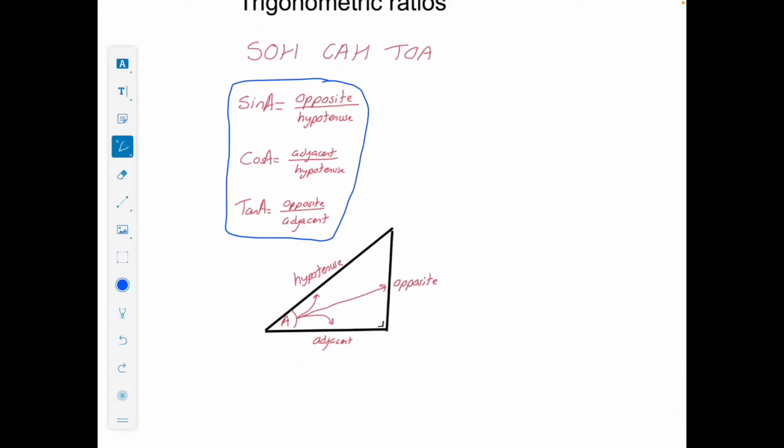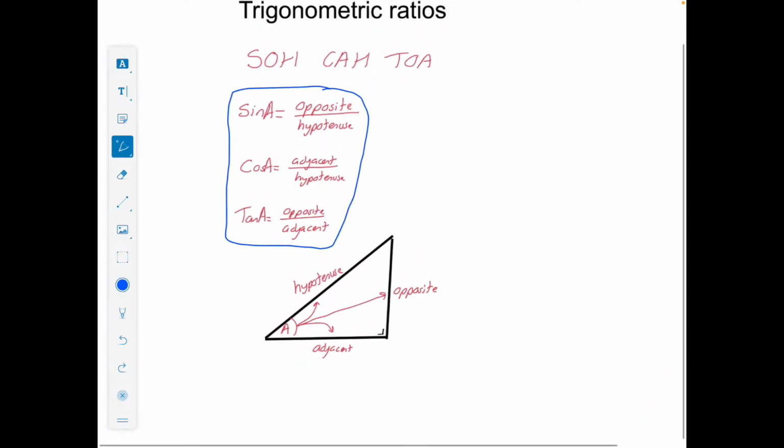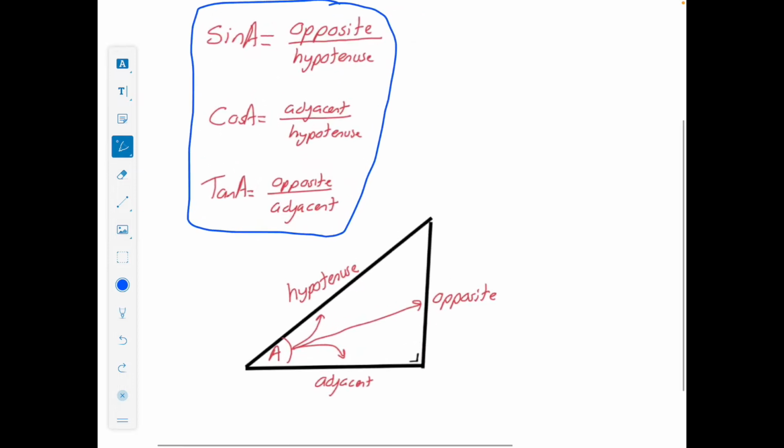Now to label our sides, that's going to be really important for all of these questions. When we're talking about A, we mean an angle. So sine A, that's our angle down here. It's never the right angle, so it's not going to be that angle there. It's going to be either here or here. We'll know that given by the context of the question in a minute.